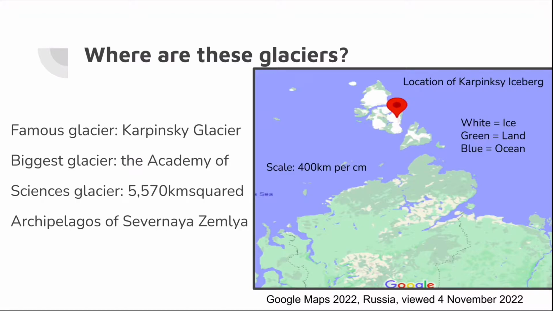There is another big glacier in the archipelago called the Academy of Sciences, which is 5,570 kilometers squared, making it the biggest glacier in Russia. The coordinates for this glacier are 80.48 N, 94.65 east.